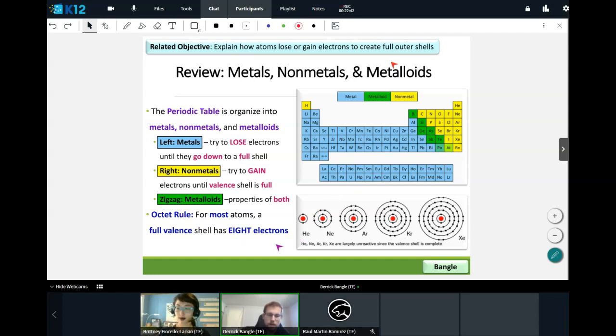But at the bottom here, just reminding that an octet means it has a full shell of 8 electrons. But remember, the octet rule does not always apply, and our one exception with the noble gases being helium, which is perfectly happy with having 2 electrons.